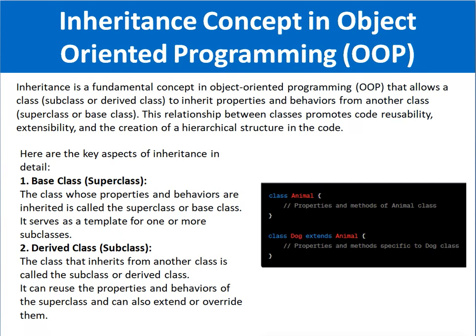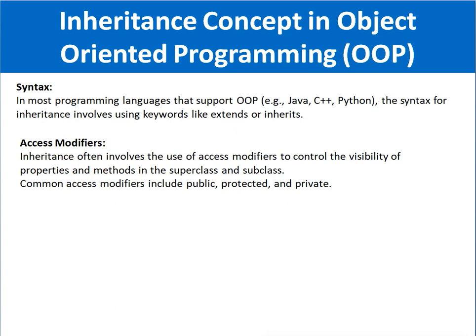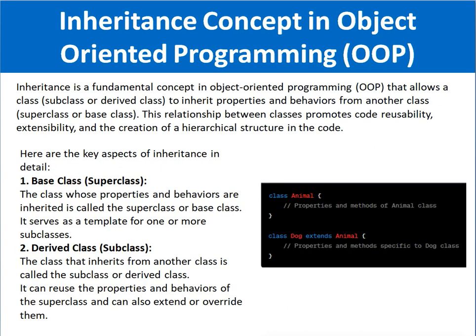Now the syntax we normally use in object-oriented programming in Java, C++, Python. Normally we use the keyword extends, or inherits, for the inherited class. Generally we use extends. You can notice that here extends means that the Dog class is inherited from the Animal class. Animal is the base class and this is the child class.